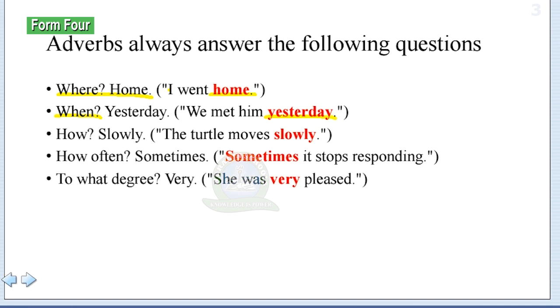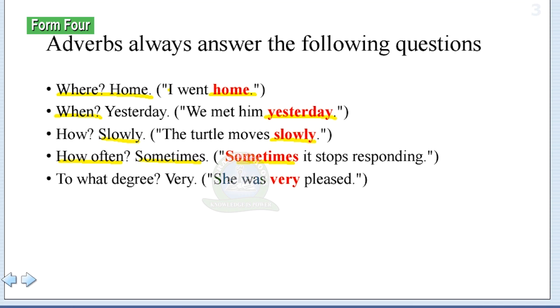How? Slowly. How does the turtle move? The turtle moves slowly. So this is adverb of manner. How often? Adverb of frequency. Sometimes. Sometimes it stops responding. So these are the ways adverbs answer. And to what degree? Very. She was very pleased.